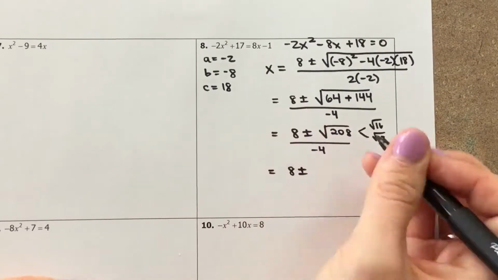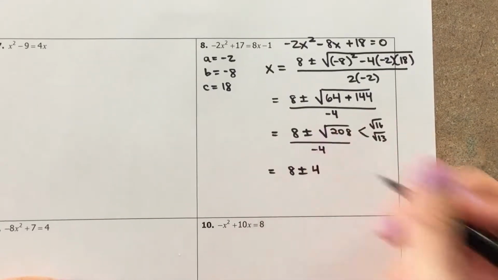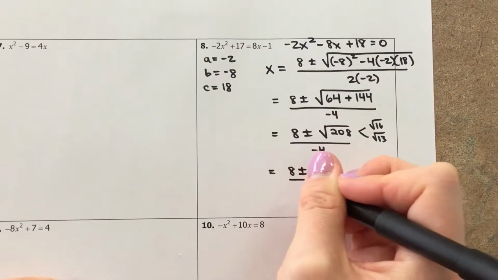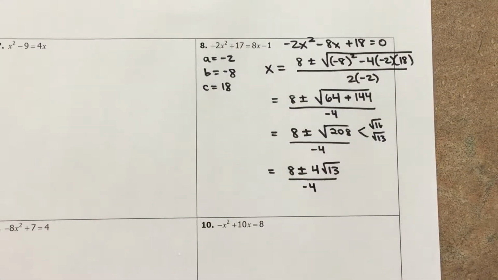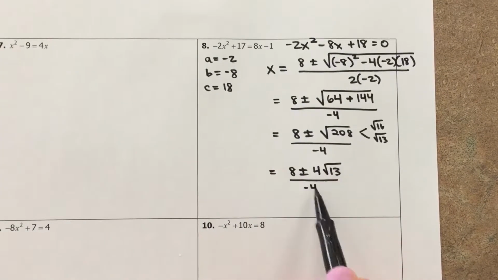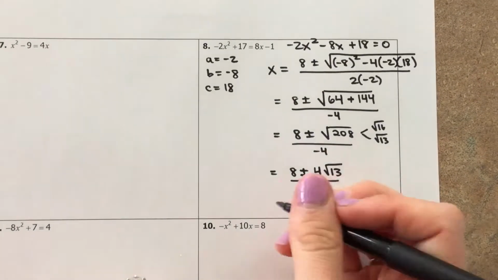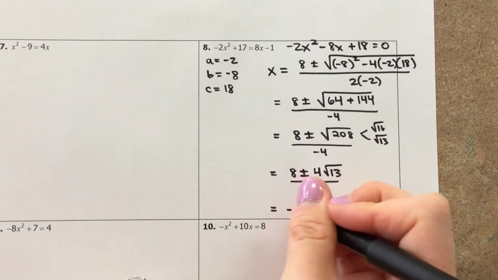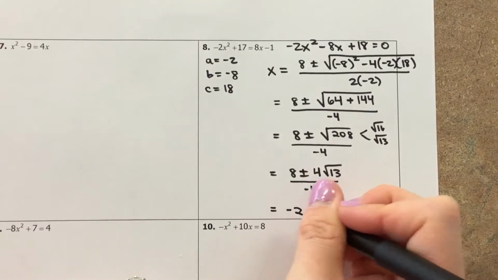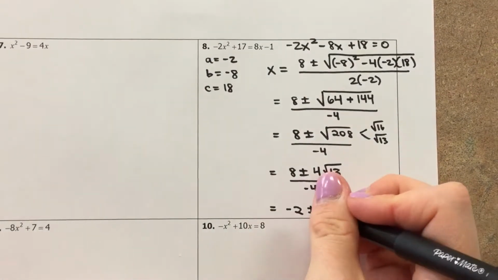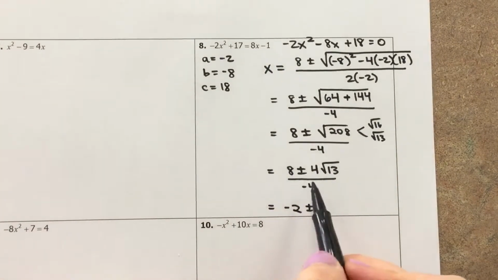So 8 plus or minus, the square root of 16 is 4, and then the square root of 13 is what's left behind, all of that over negative 4. So these reduce down. Okay, so like this, now all three of these reduce down by the same thing. That's when I'm able to do it. So 8, when I divide that by negative 4, I get negative 2. Plus or minus 4 divided by negative 4 is technically a negative 1, but I have plus or minus.